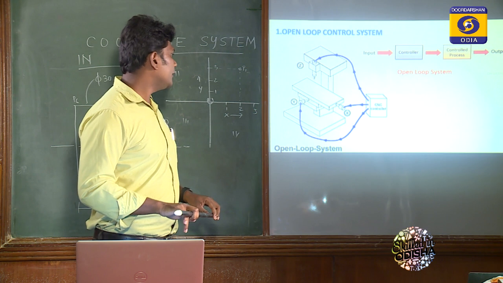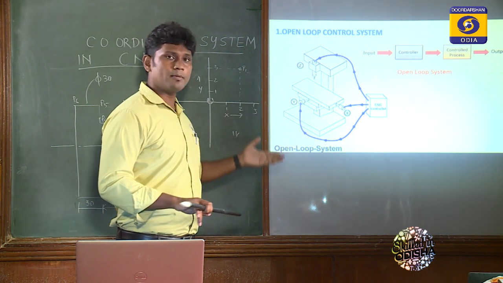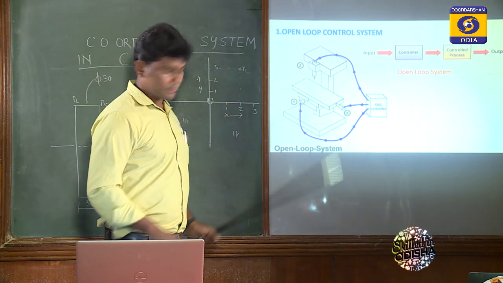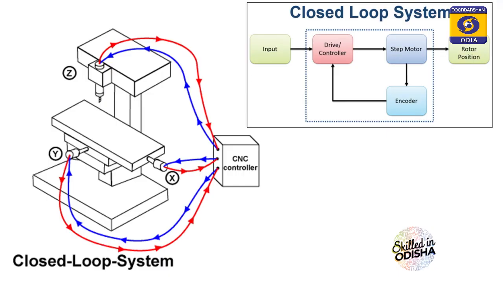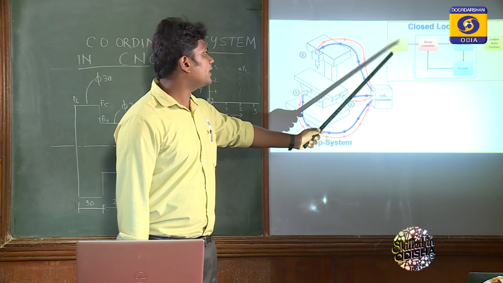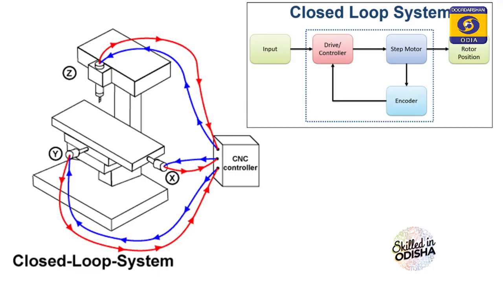Now, in order to remove such drawbacks, we have to use the closed loop control system. In the closed loop control system, what do we have? We have a feedback system in these CNC machines. Now we can see, we have the input. We can give the input as a program to the controller, and the controller gives the signal to the motor.